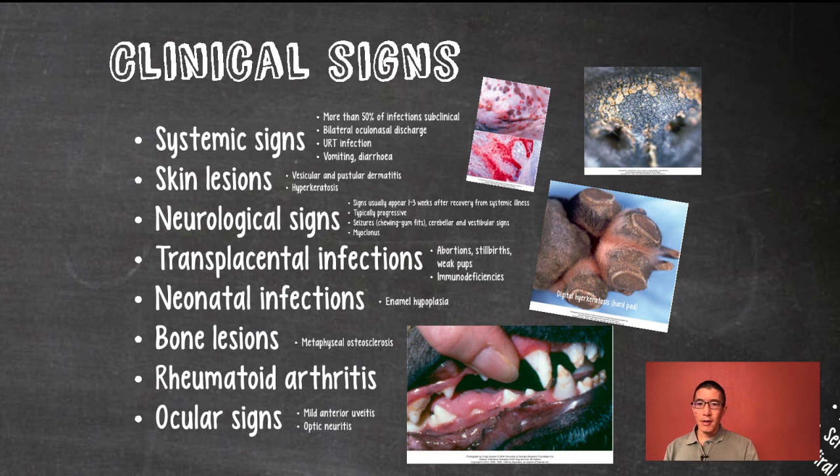Neurological signs, if they develop, occur a few weeks after infection. The classical sign is these chewing gum fits. Transplacental infection can occur. If the fetuses are not aborted and survive, these puppies can have evidence of enamel hyperplasia on their teeth. Infrequently, skeletal and ocular nasal signs may also be present.